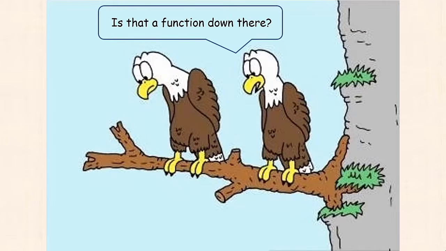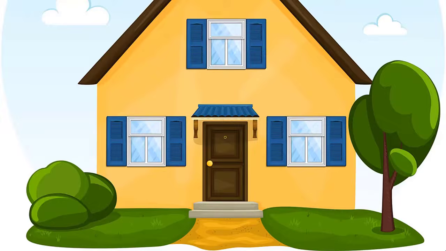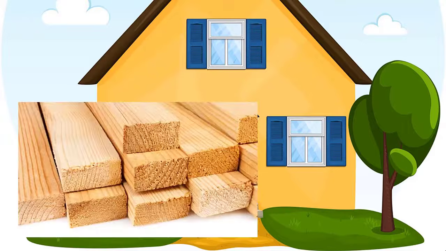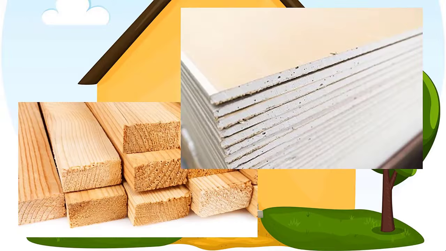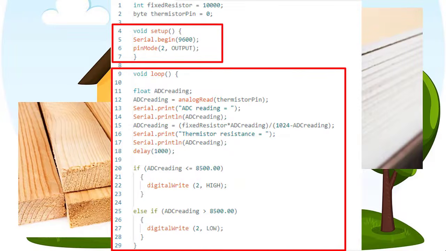I'm Brian Jenkins, and today we're going to talk about functions in our Arduino tutorial. Now, from a bird's eye view, a function is a self-contained unit of program code designed to accomplish a particular task. Think of functions as building material for Arduino programs. Just as your house is made of wood, drywall, and other materials, Arduino programs are composed of different parts.